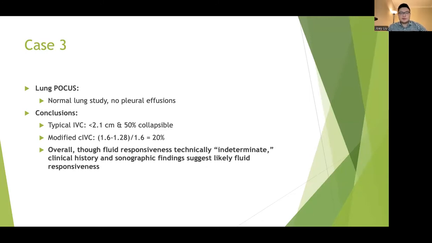So the caveats here are to recognize that the location of IVC measurement, again going back to the pitfalls, really matters in making conclusions. But the conclusions, again, have to take into account the patient's clinical history, as well as the other aspects of the cardiopulmonary assessment, to make the final call in determining whether or not the patient would be likely to be fluid responsive or less likely to be fluid responsive.